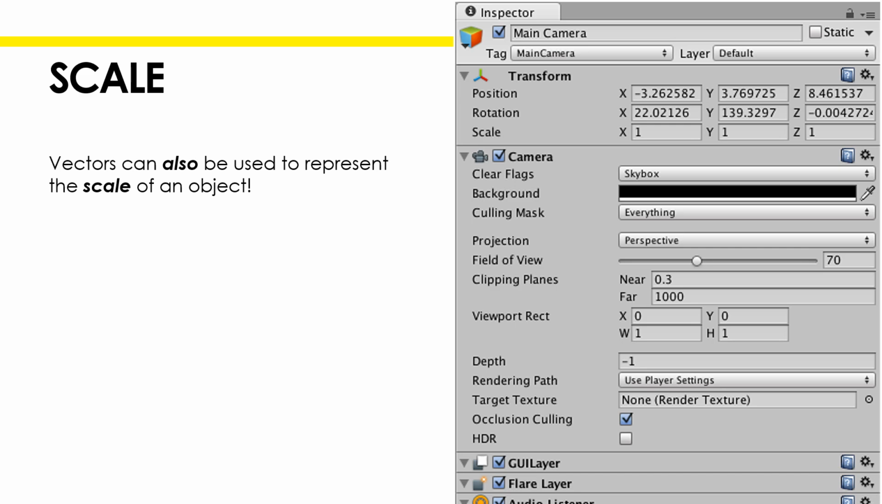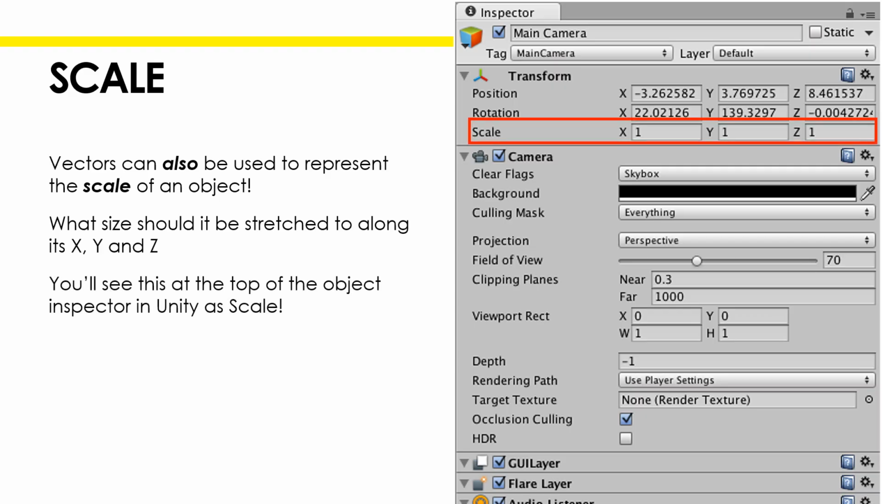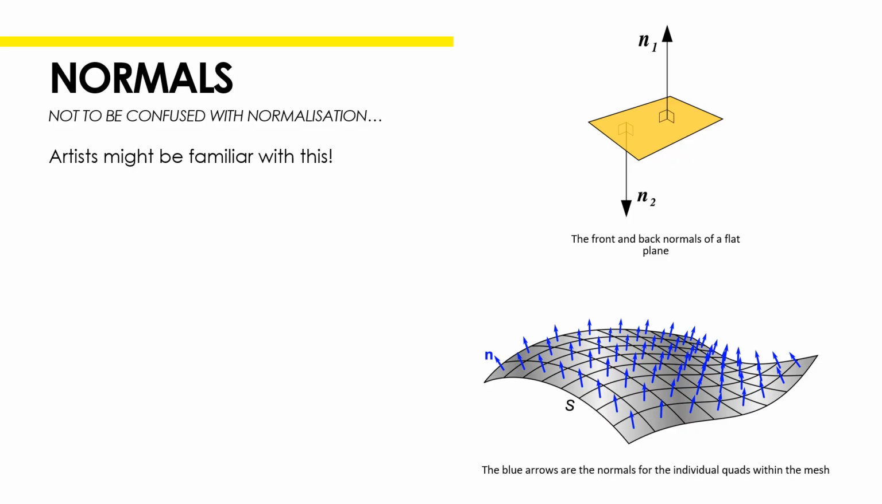Vectors also are used for the scale of an object. This is just a number that says, how should this object be scaled along its X, Y, and Z? And again, you'll see this in the inspector at the transform component. Scale is a multiplier, so our default scale is 1, 1, 1.